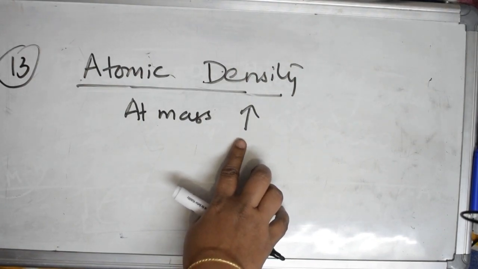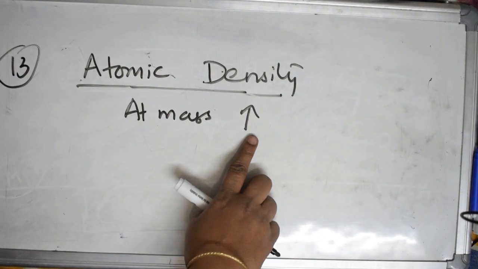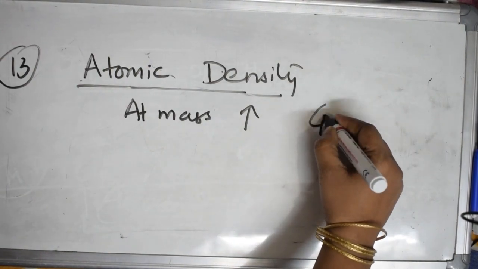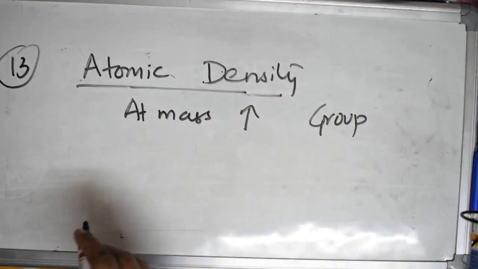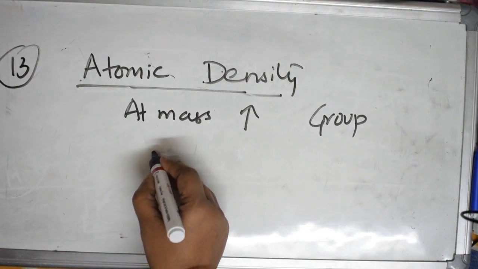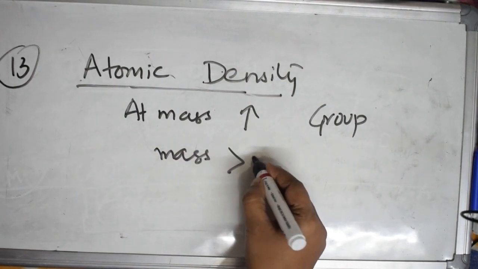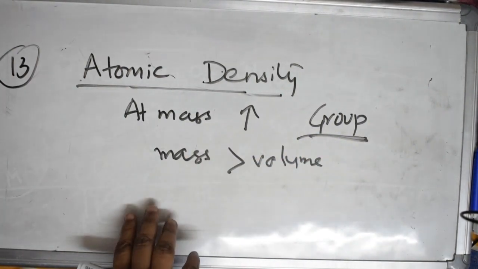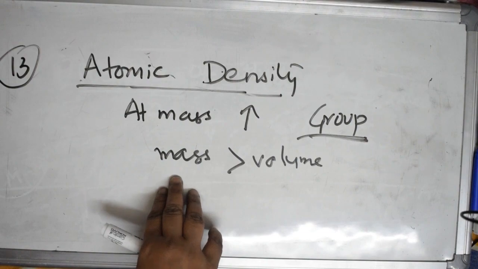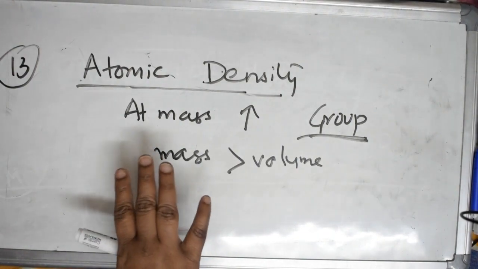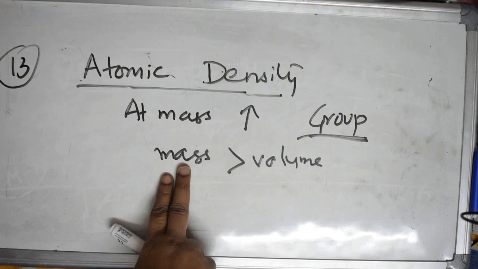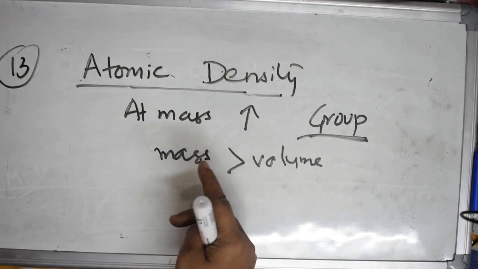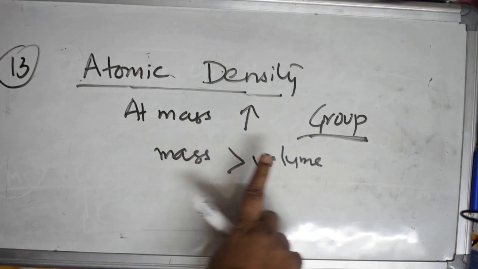Next, the atomic mass increases in a group. We're talking in terms of a group. So what is happening here? Mass is greater than volume, because both are in a group. As the atomic number increases, the atomic mass also increases, isn't it? Because the number of shells increases. So when the mass is increasing, one is increasing and one is decreasing. So mass will be more, volume will be less.